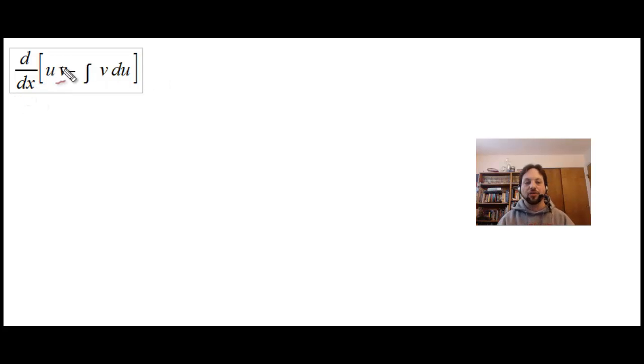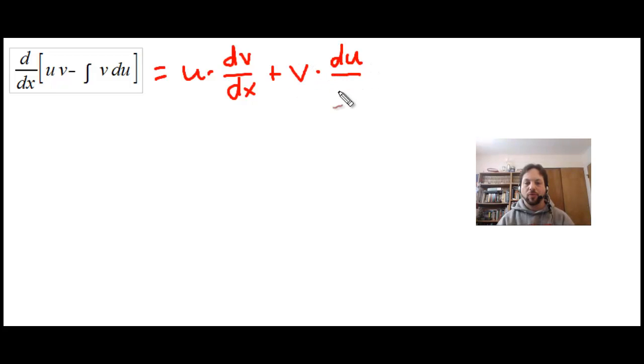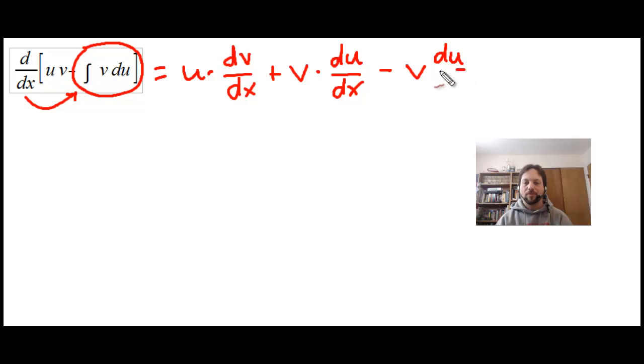Remember that when we differentiate uv, where u and v are both functions of x, we need to apply the product rule. Of course, because u and v are functions of x, we also need to apply the chain rule as well. And what that's going to tell us is that the derivative of uv is simply going to be u times the derivative of v with respect to x plus v times the derivative of u with respect to x. Subtracting the integral, or rather the derivative of the integral, is simply going to give us minus v du, and that is relative to dx, of course.